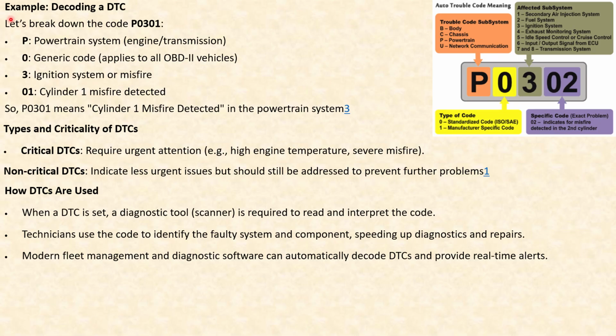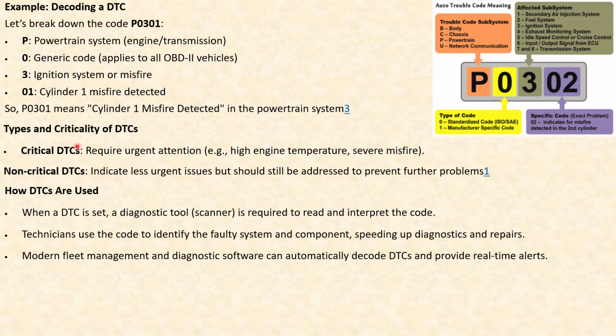Now let's decode a DTC again. To further elaborate, P stands for powertrain: engine, transmission. 0 stands for generic, which applies to all OBD-II vehicles. 3 stands for ignition system or misfire, and 01 stands for cylinder 1 misfire. So P0301 means cylinder 1 misfire detected in the powertrain system. A bit of redundancy is there, because when you think of a cylinder, it automatically belongs to the powertrain, but you have to be as clear as possible.